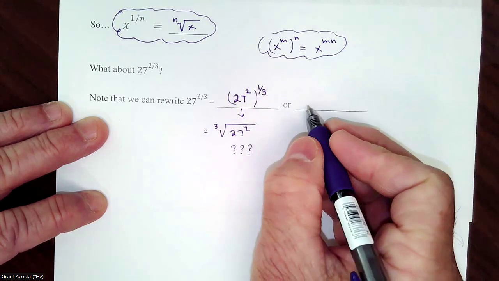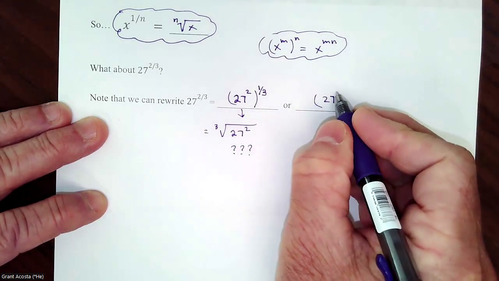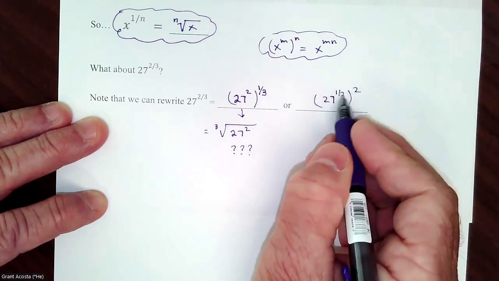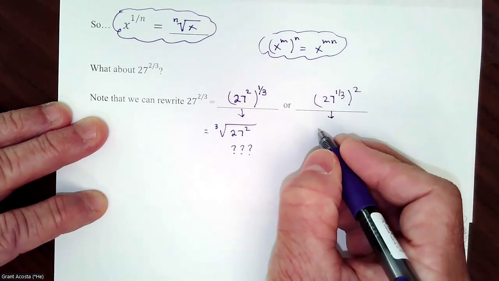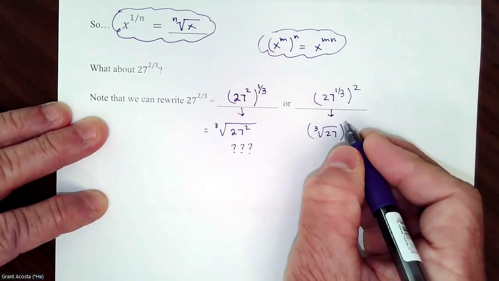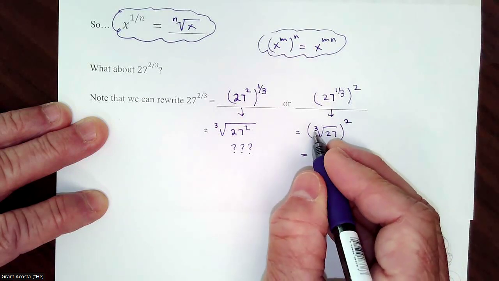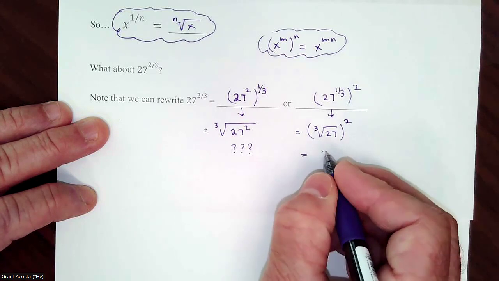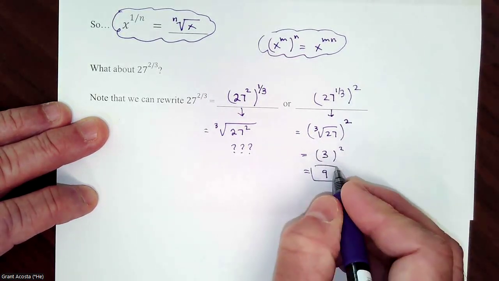Fortunately, there's another way I could rewrite this. I could just flip these two numbers around. That would be the same as 27 to the 1/3 squared, right? Because when you multiply those, you're still going to get 2/3. So what does this mean? This means take the cube root of 27, that's inside the parentheses, and then square the answer. Much easier. Cube root of 27, a number times itself 3 times that gives me 27, would be 3. And 3 squared, 3 times 3, would get me to 9.